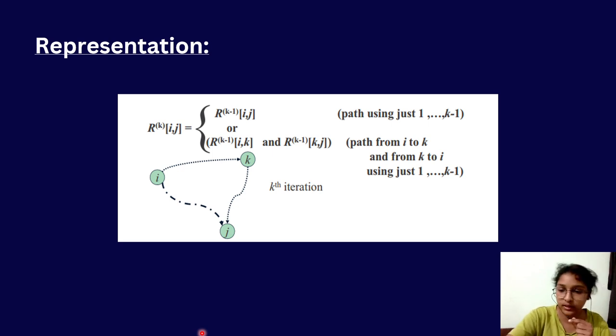Basically, what it means is if you assume I as a source node and J as a destination node, we are simply checking if there is a path existing directly from I to J, or whether there is an existing path from I to K and K to J. That is, we are seeing if there is a path directly from I to J, or through an intermediate node.